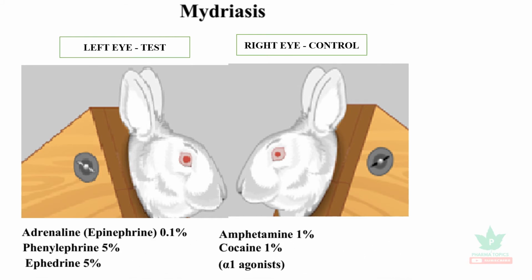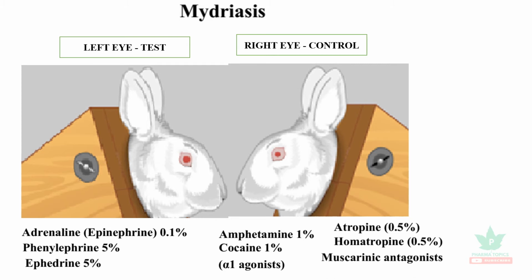Adrenaline 1%, phenylephrine 5%, ephedrine 5%, amphetamine 1%, and cocaine 1%. All these cause alpha 1 agonism, which leads to mydriasis or increase in size of the pupil, which is evident from this picture. Apart from this, atropine 0.5% and homatropine also cause mydriasis because they are muscarinic antagonists.